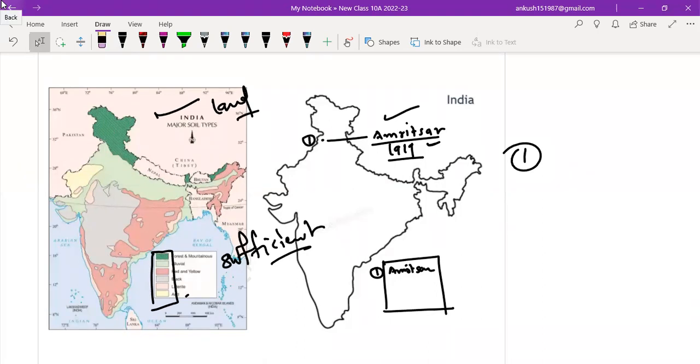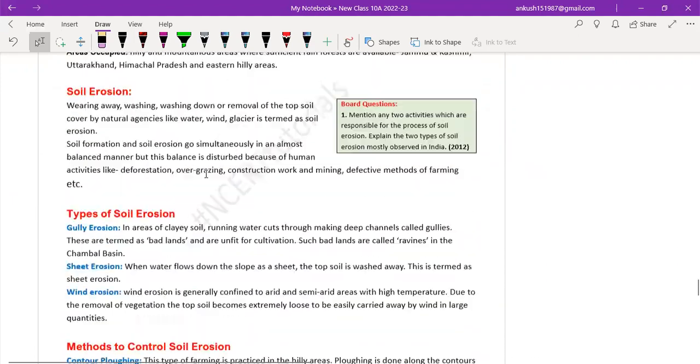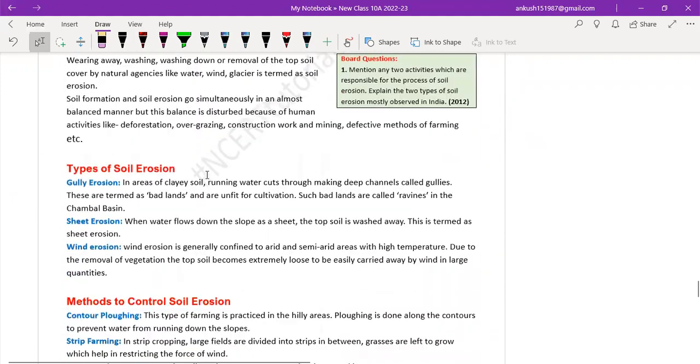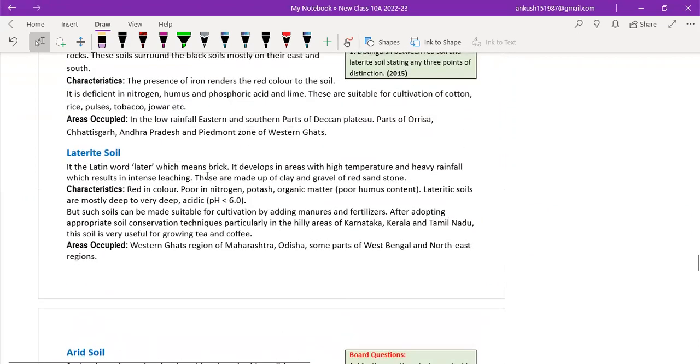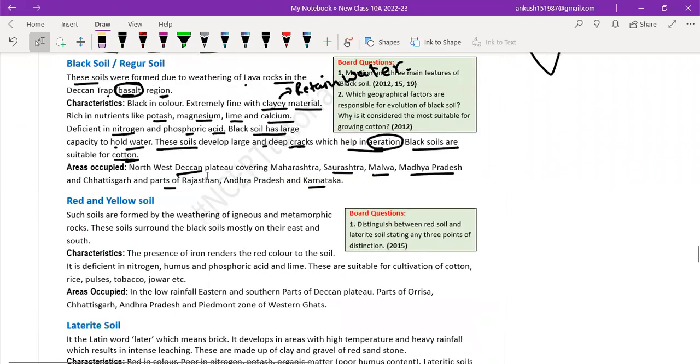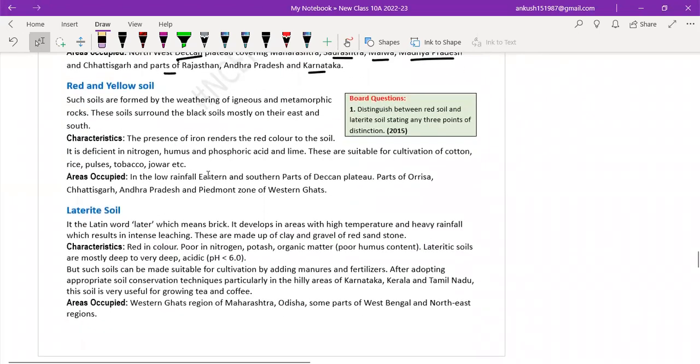Yes, sir. Okay. If we are covering any lands like soil types, please complete it on your own. And if you are getting any problem, please let me know.